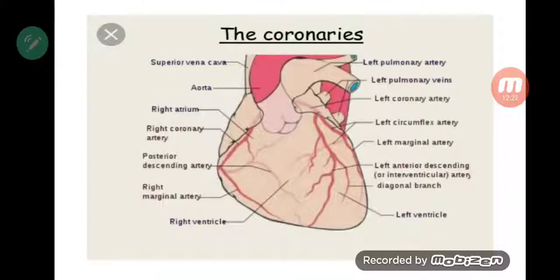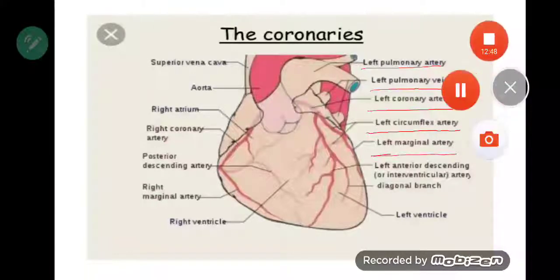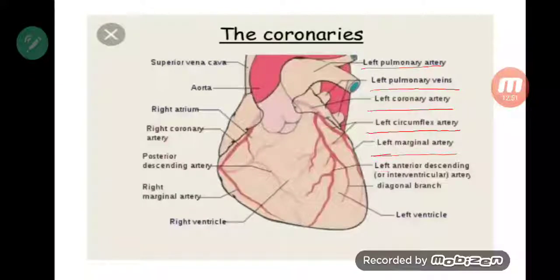Blood supply of the heart. The heart is supplied by blood vessels surrounding the heart, like the left pulmonary artery, left pulmonary vein, left coronary artery, left circumflex artery, left marginal, left anterior descending and diagonal branches, and posterior descending artery, right coronary artery, and superior vena cava. These are the blood vessels surrounding the heart.